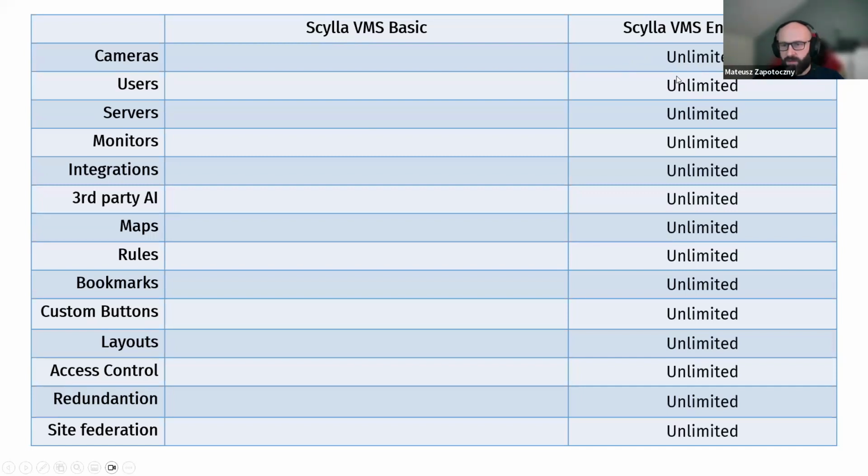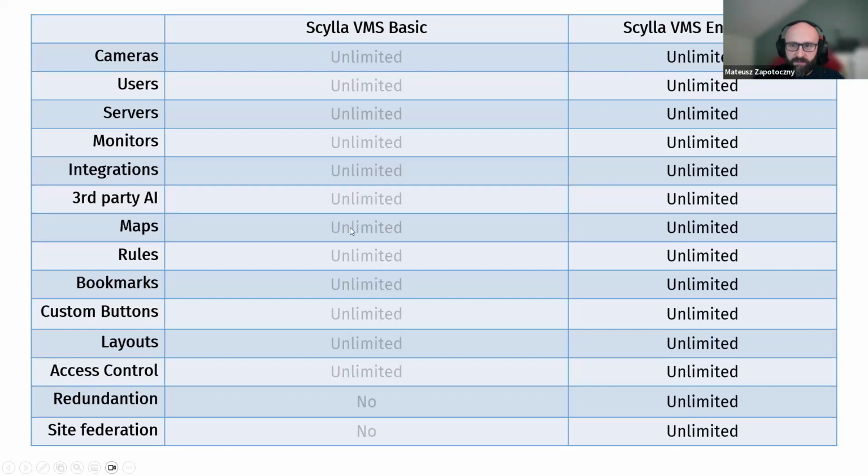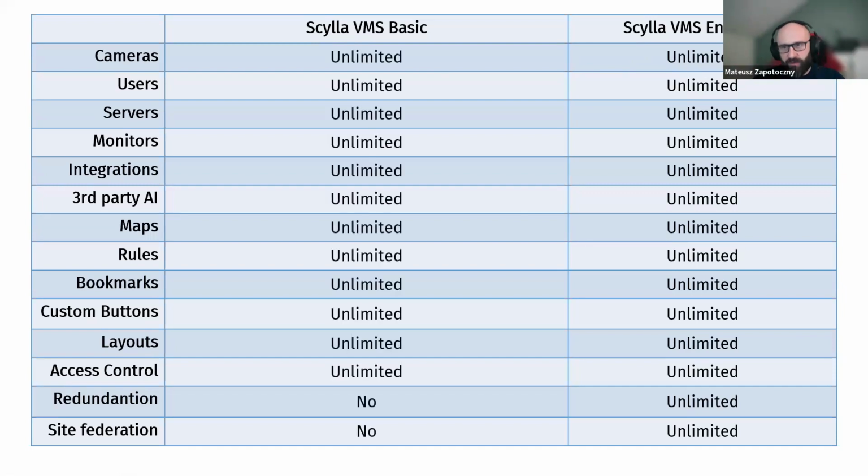So it doesn't matter. If you want to build a system for 10,000 cameras, here you go. If you want to have the system for 100 cameras and 5,000 users, enterprise it is. But what about the basic? In basic, it's also unlimited. So you don't need to worry about it.